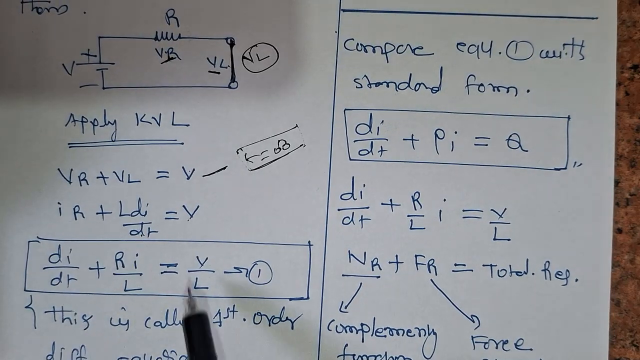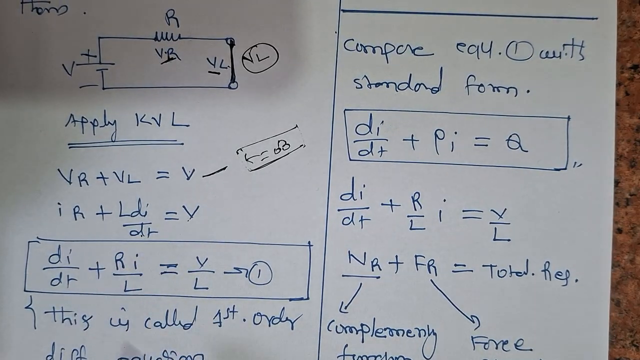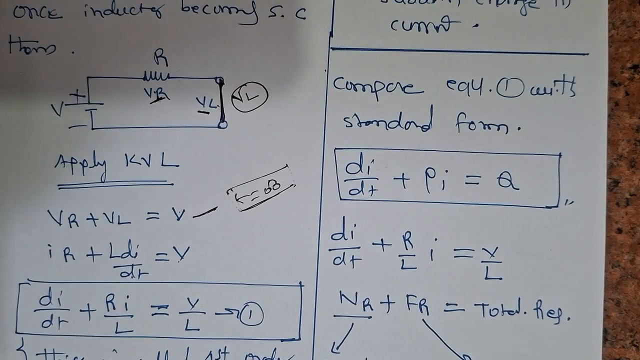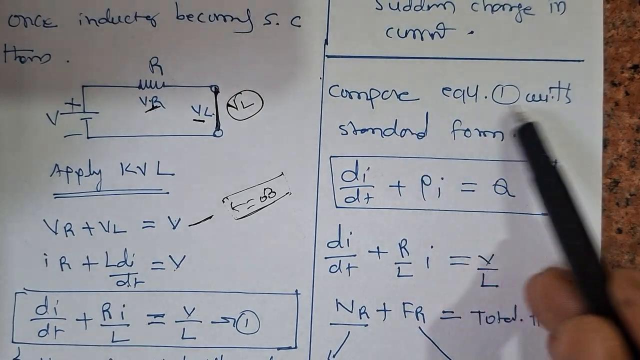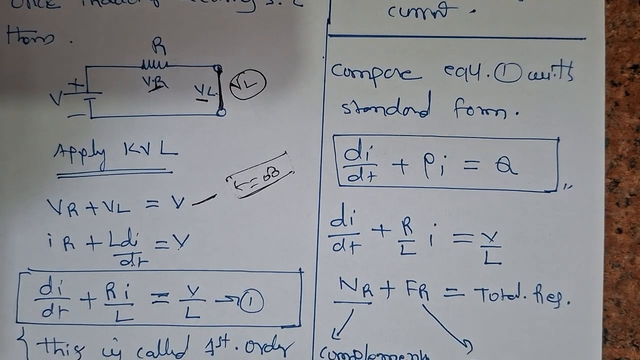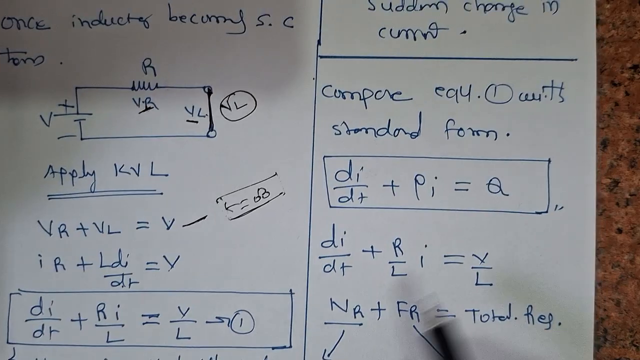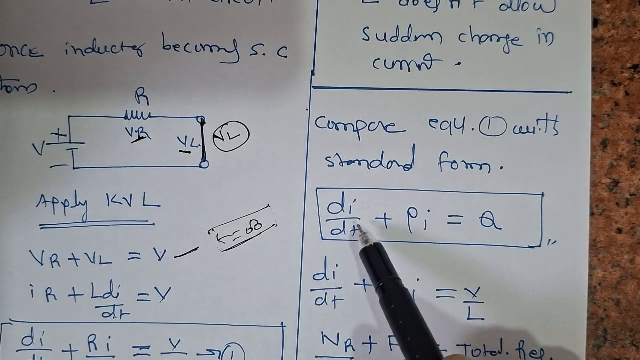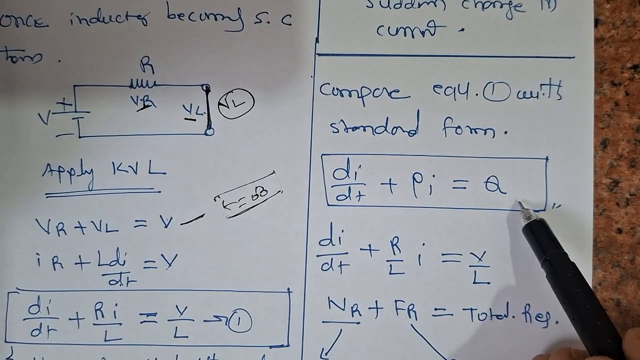So to convert this equation into a first order differential equation, di by dt. So what is the first order differential equation? This is compared with equation number 1. This is equation number 1, and this is the first order differential equation. This is the standard form: di by dt plus Pi is equal to Q.